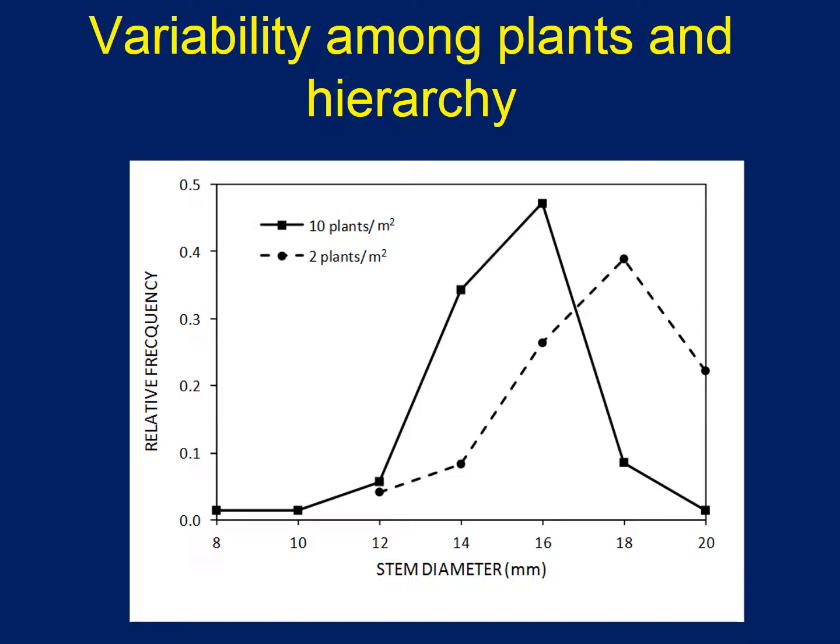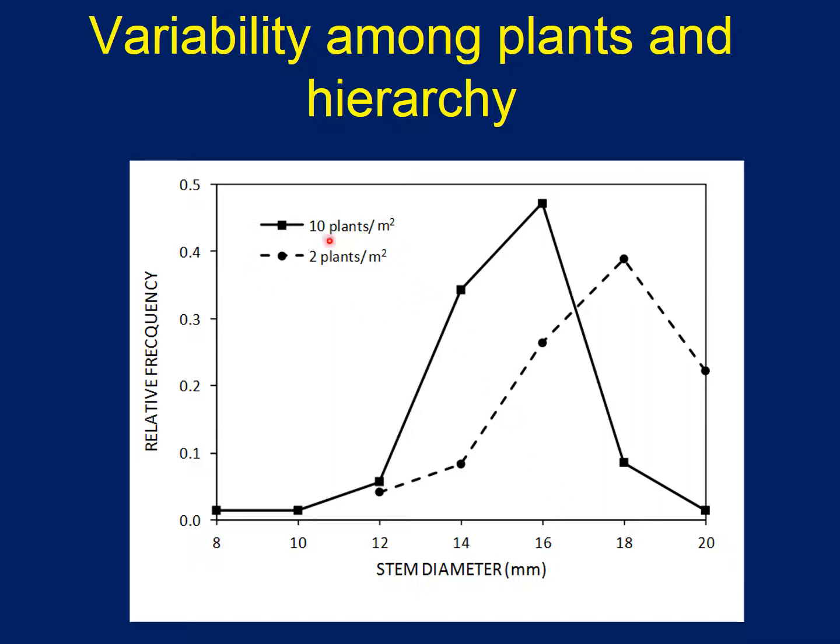Another aspect of plant competition is the variability among plants, and that creates a hierarchy among plants. We have smaller plants and larger plants in the field. In this graph, we show for sunflower crops with 10 plants per square meter the distribution of stem diameter. Stem diameter is proportional to plant biomass, so this gives us an idea of the distribution of plant mass.